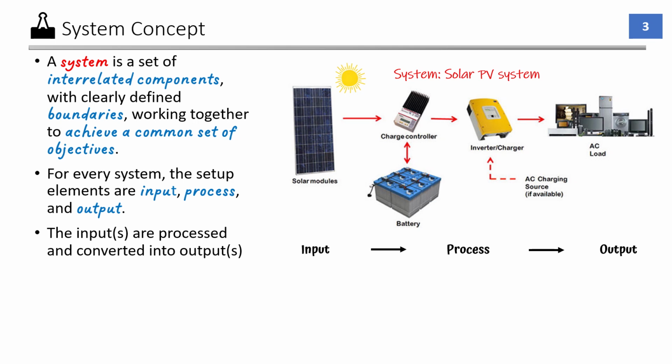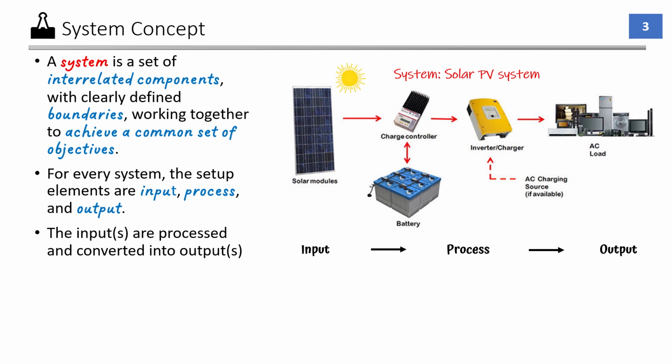A system is a set of parts that are connected and work together to achieve a common goal. These parts are related to each other and they operate within clear boundaries. Every system has three basic elements: input, process, and output. The input is what enters the system. The process is what happens inside the system to transform the input. The output is the final result produced by the system.